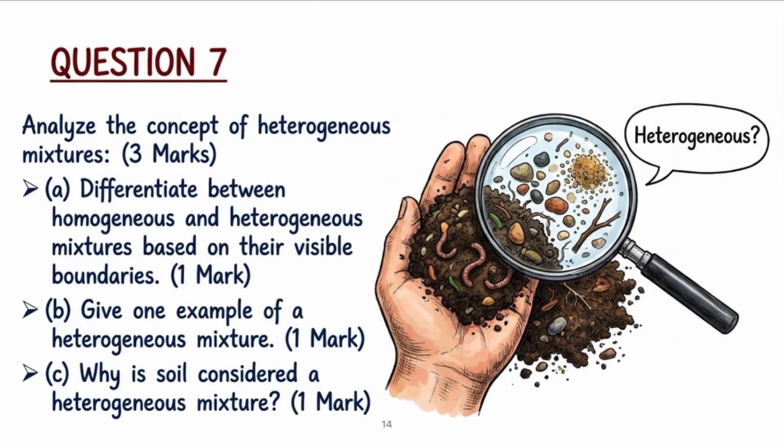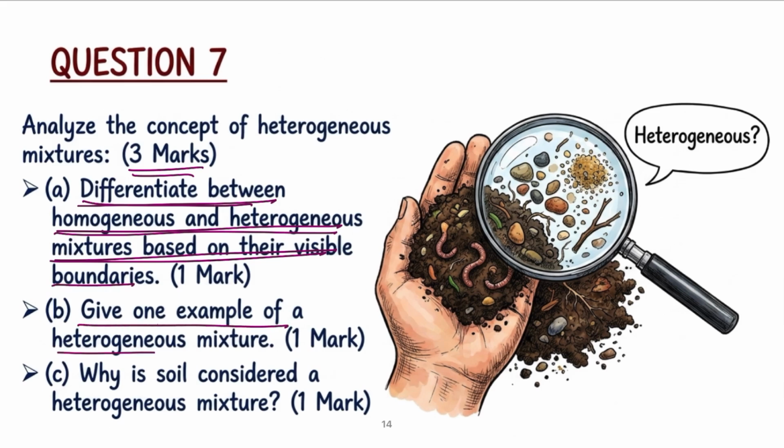Question number 7. Analyze the concept of heterogeneous mixture. Again a 3-mark question. Differentiate between homogeneous and heterogeneous mixture based on their visible boundaries. Give one example of a heterogeneous mixture.